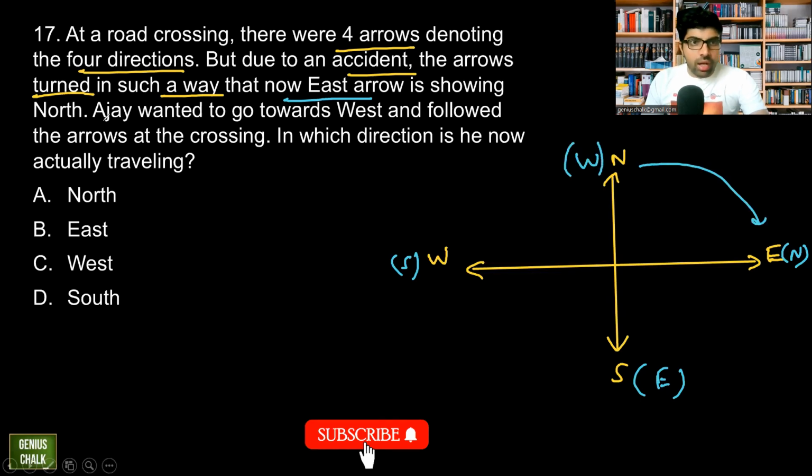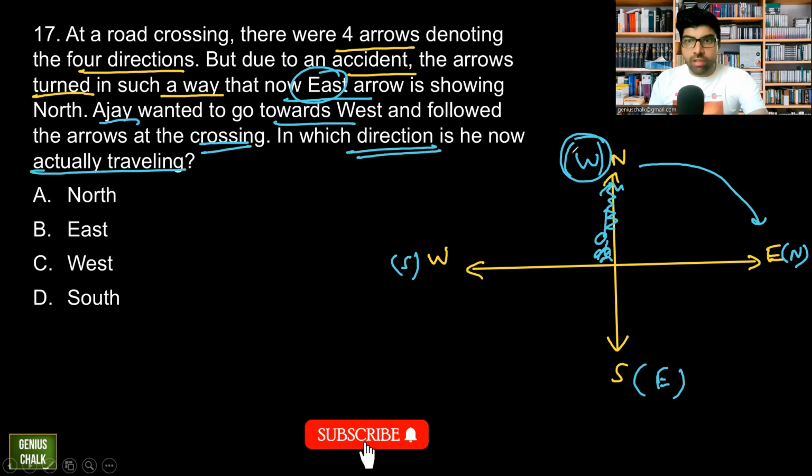Now what is asked? Ajay wanted to go towards west and followed the arrows at the crossing. So if he has followed that east arrow is showing north. Okay. Now he wants to go towards west. So he will go this side. Ajay will go like this side. So he wants to go towards west because as per the new directions he has to go. So west is here. That means in which direction is he now actually traveling? Actually, he's traveling towards north, which has now become west. So answer A is my correct answer.